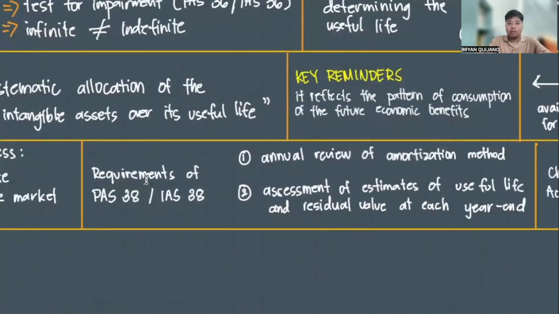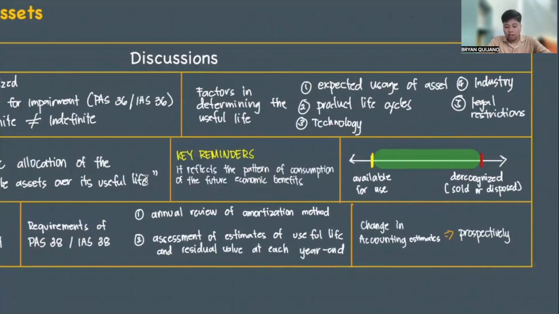What are the requirements of the accounting standard for the residual value? The first thing that you have to remember is that there should be an annual review of amortization method. Then the second one is there should be an assessment of the estimates of useful life and the residual value at each year end. If there are changes in the accounting estimates, then those changes should be applied prospectively, or after the date that you have implemented such change in accounting estimates.